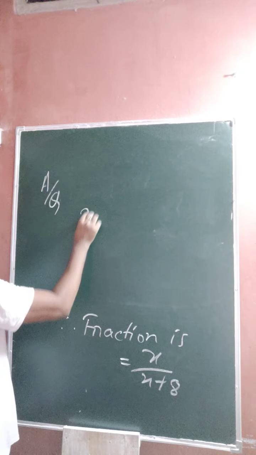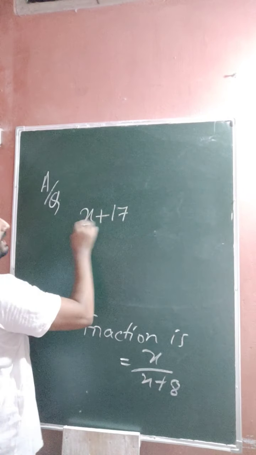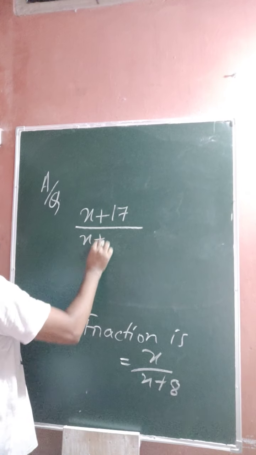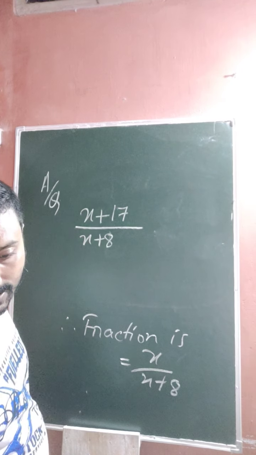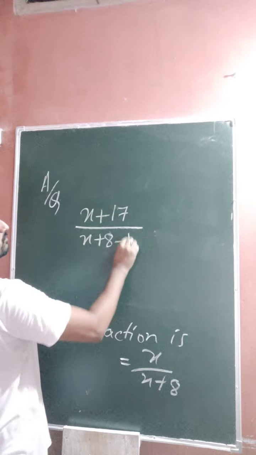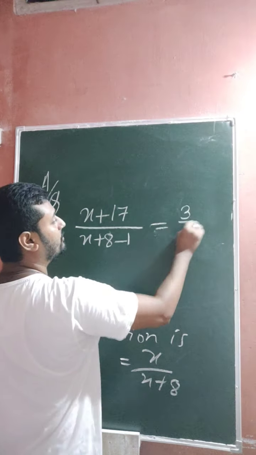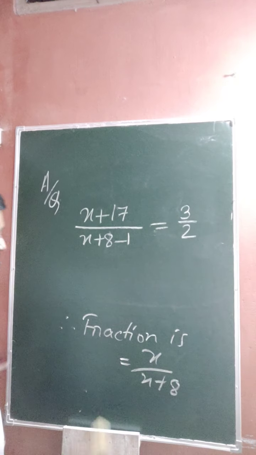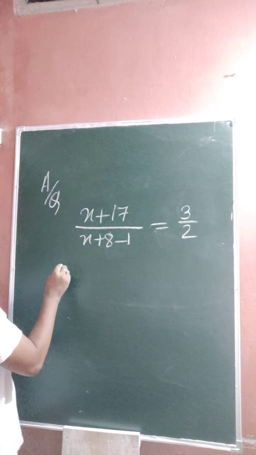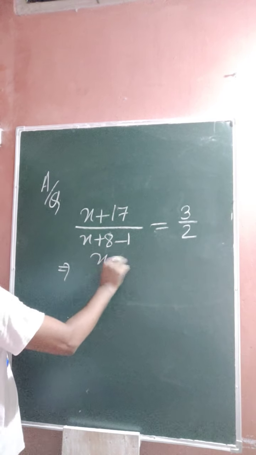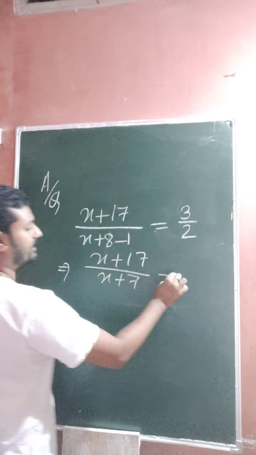The numerator is x, which is increased by 17, so x plus 17, and the denominator was x plus 8, which should be decreased by 1, that means minus 1. Then it becomes 3 by 2. The obtained number is 3 by 2. So now you can easily find the value of x. The numerator remains the same, x plus 17, and this one is 8 minus 1, 7. So x plus 7, and this is 3 by 2.